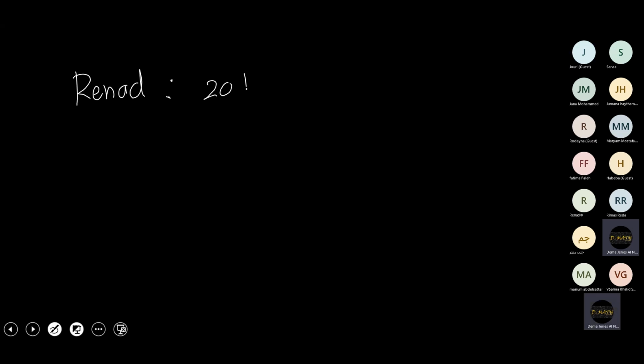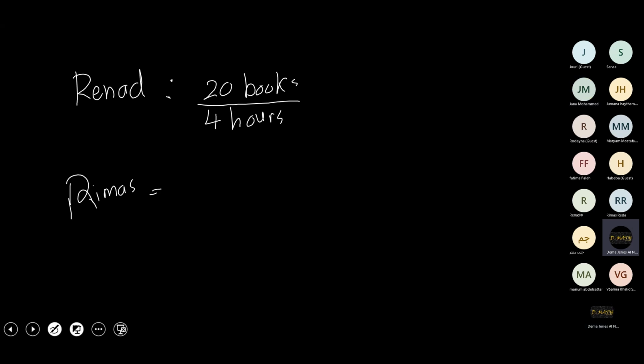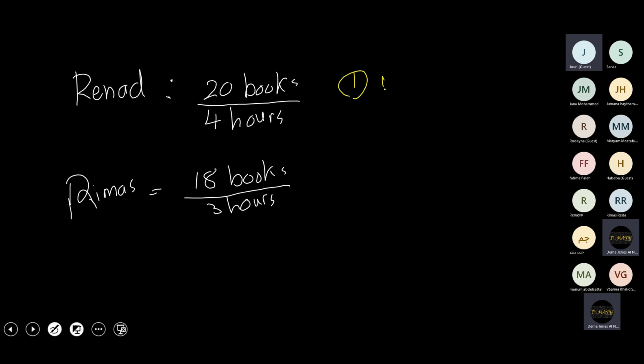We said that Renard read 20 books per 4 hours. And Rimas read 18 books per 3 hours. Now let's see who read faster. I cannot compare between them. First step, you must find the unit rate, like books per hour. Let's do it for Renard first.